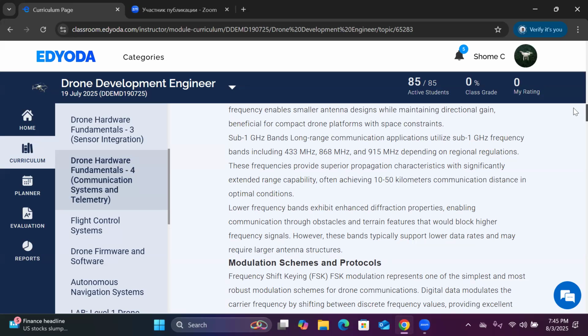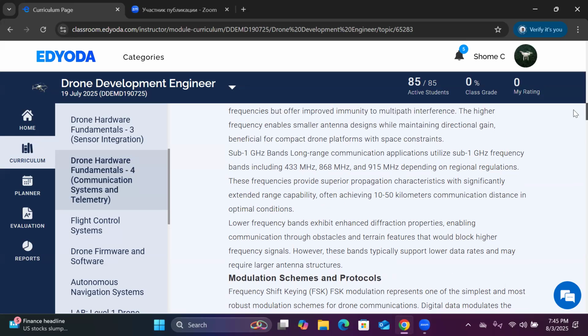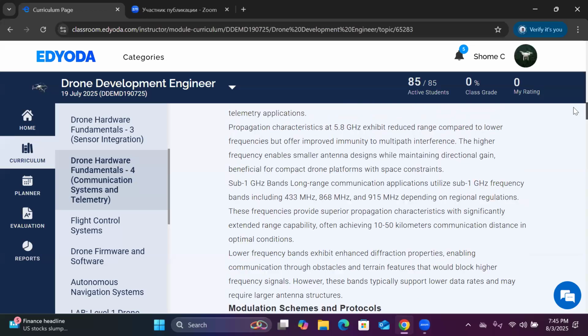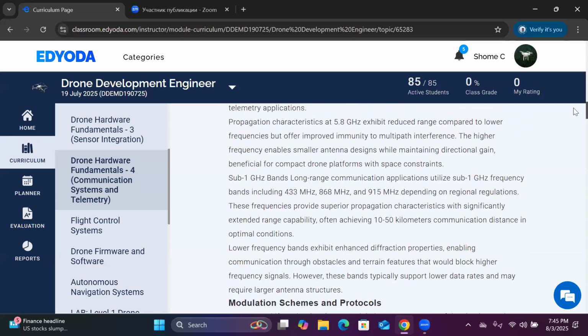So on drones, we will always use isotropic antennas, right? No, no. On the drone side also, you can use a directional antenna. It is not always true that you need to use the omnidirectional or the isotropic antenna. You can use the directional antenna.